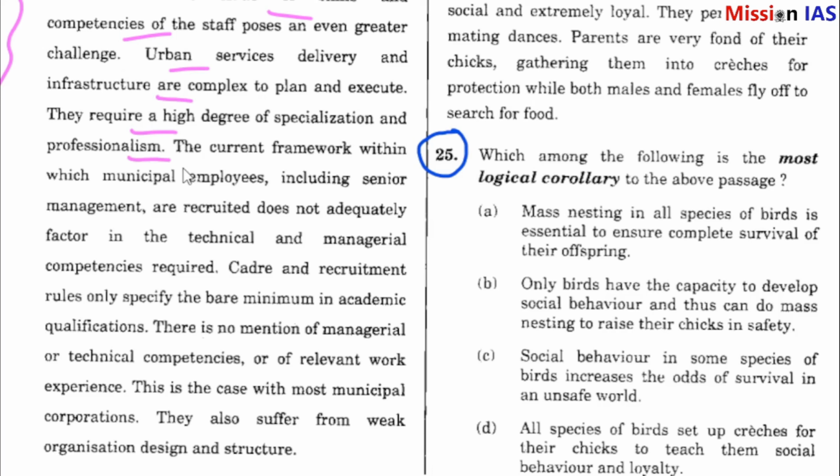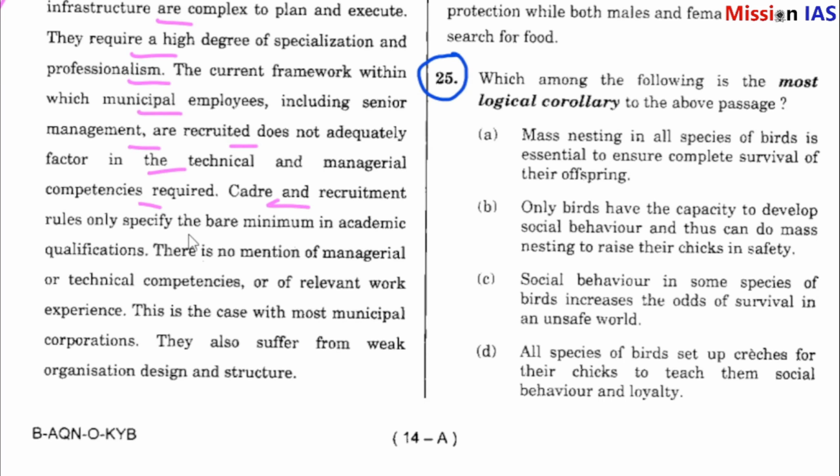The current frameworks within which municipal employees, including senior management, are recruited does not adequately factor in the technical and managerial competencies required. Cadre and recruitment rules only specify the bare minimum in academic qualifications. There is no mention of managerial or technical competencies or of relevant work experience. This is the case of most municipal corporations. They also suffer from weak organizational designs and structures.